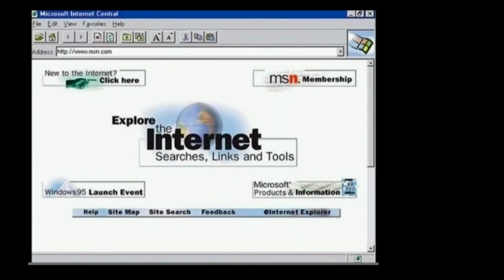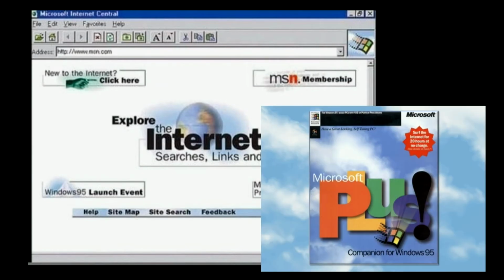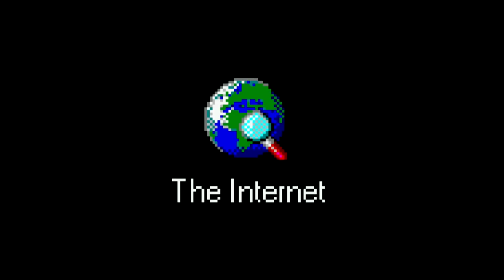Yeah, Internet Explorer. A miserable pile of garbage. Available in the Microsoft Plus companion for Windows 95. At this point, IE was pretty much just Mosaic dressed up like Windows 95, but the Netscape folks had been busy adding loads of new features. Internet Explorer didn't even support tables in the first release. They didn't even have that blue E icon yet. It was just that thing, and they just labeled it the Internet.